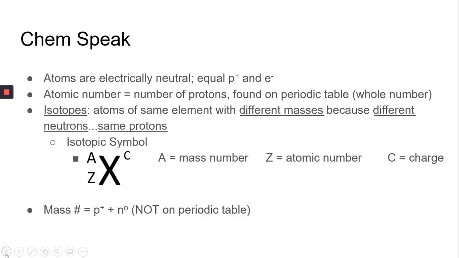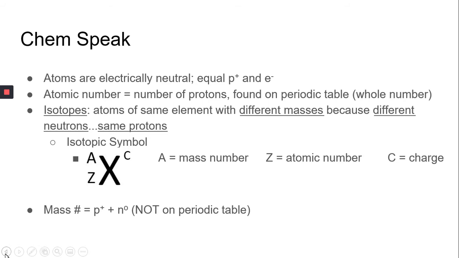Isotopes are atoms of the same element that have different masses, and they have different masses because they have different numbers of neutrons. The protons are the same because it's the same element. It's the neutrons that are different. So different neutrons, different masses.